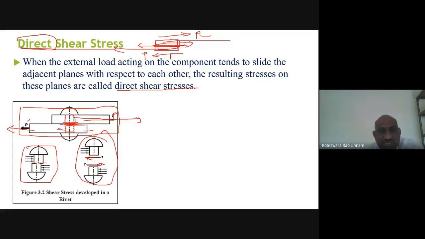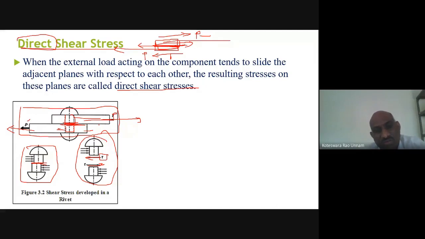The magnitude of the shear stress is denoted by the letter tau. Tau is given by the load applied divided by the shearing area, so you need to consider the shearing area. You may sometimes come across single shear or double shear. That means in how many locations the shearing is taking place. If the shearing takes place at only one location, we'll call it single shear. If the shearing takes place in two locations, then it is double shear. Depending upon the connections, you may have more than two locations as well.